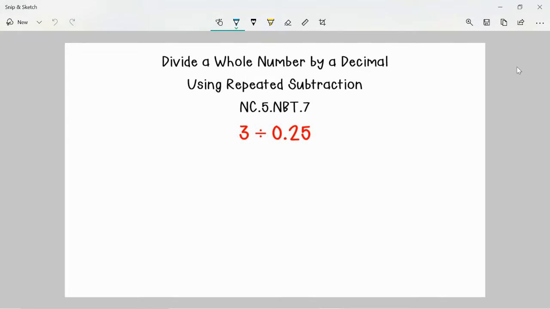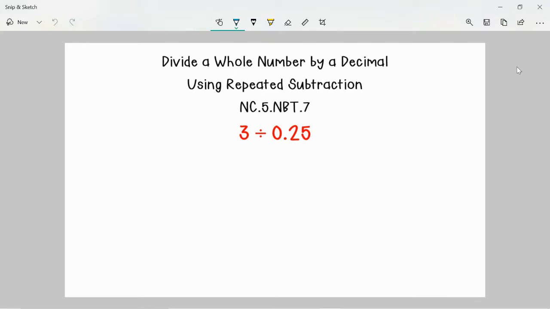Since 25 hundredths is less than 1 whole, we could reason that we will be able to get much more than 3 groups of 25 hundredths out of the 3 wholes, because that is a much smaller amount. We're making groups of a smaller amount, 25 hundredths, than we would be if we were dividing by 1 whole. So we could reason that our answer will be greater than 3.